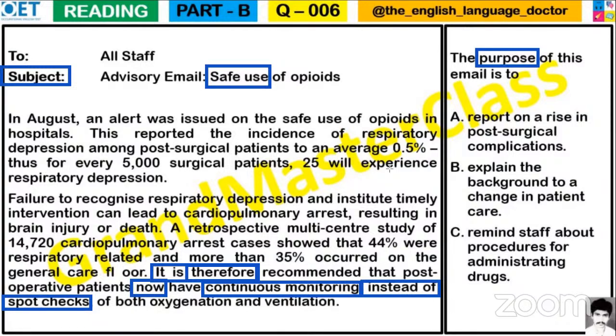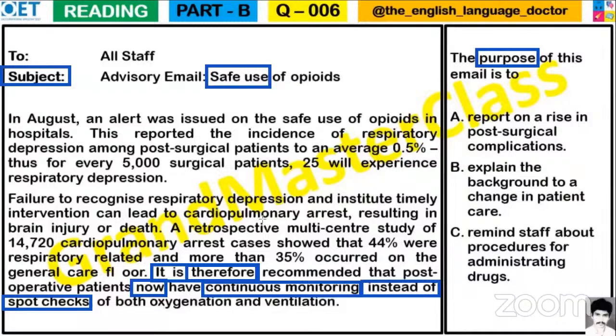So the background is there here. Background is cardiopulmonary arrest cases resulting in brain injury or death. 44% were respiratory related and 35% occurred on the general care floor. This many happened in spite of the nurses and everyone there.